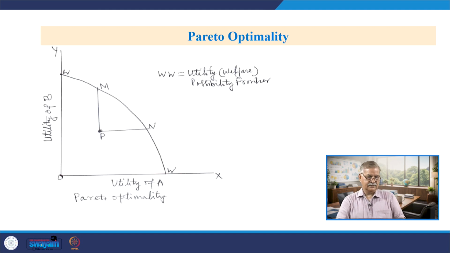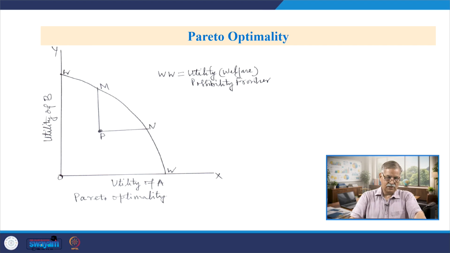We can discuss this concept of Pareto optimality through this graph. We have WW, the utility or welfare possibility frontier, and we have two persons, A and B. The welfare of person B is measured on the y axis and the welfare of person A is measured on the x axis. We can take point P. Point P is below the frontier, which indicates that P is Pareto inefficient. By making interventions in the society through policy, we can move from P to M.